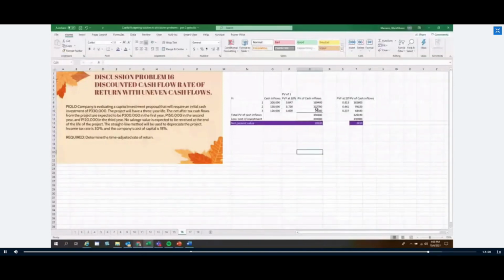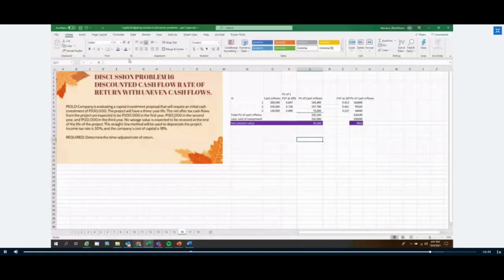So, get the present value of cash inflows. 200,000 multiplied by 0.847 gives you 169,400. Then 107,700, then 73,080. That's the total present value of cash inflows, 350,180, less the cost of investment. The cost of investment is 330,000. So we have a net present value of 20,180.